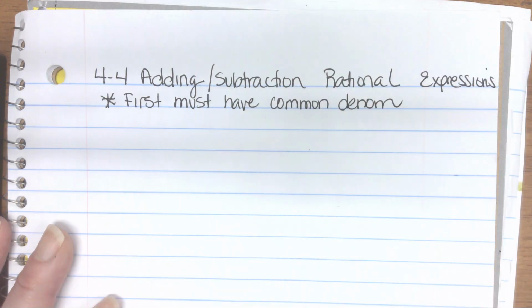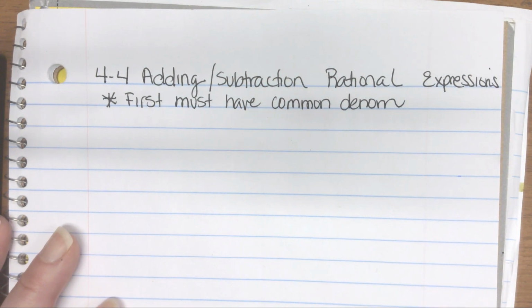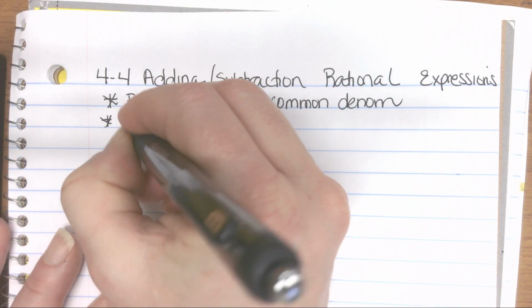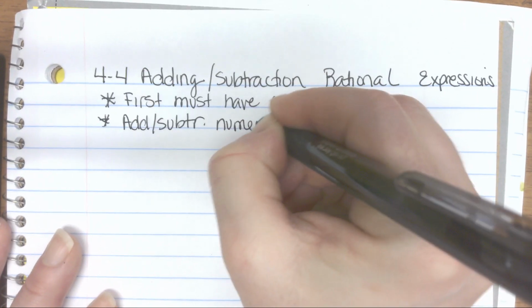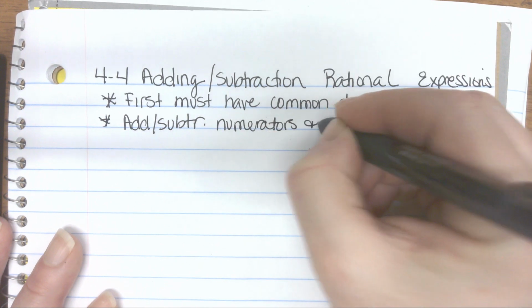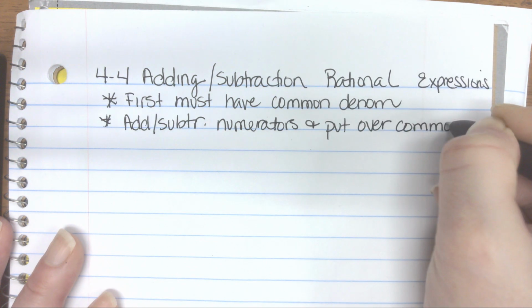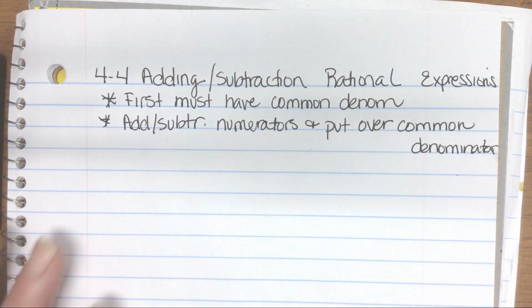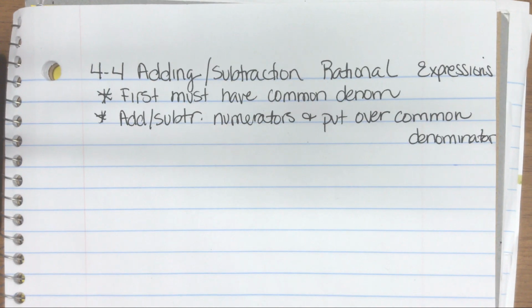Okay, so the first example you're going to see, they already do have a common denominator. Once that's true, then you're going to second add or subtract, depending on what symbol we're working with, the numerators and put that over your common denominator. Okay.